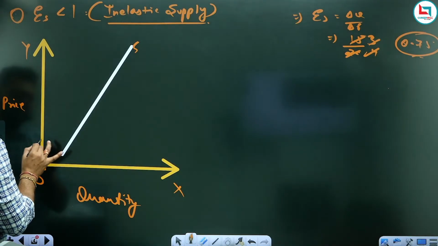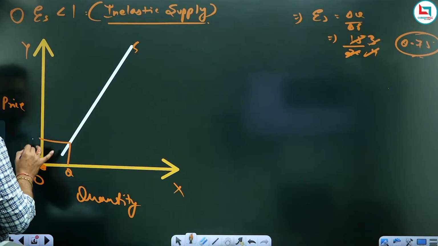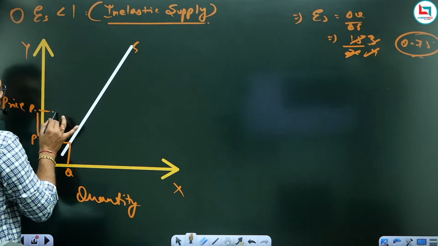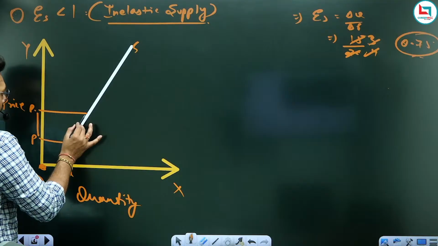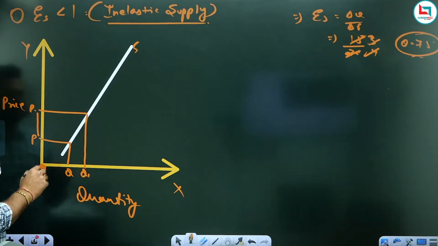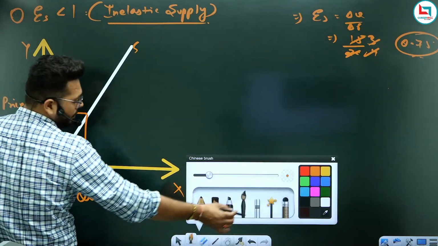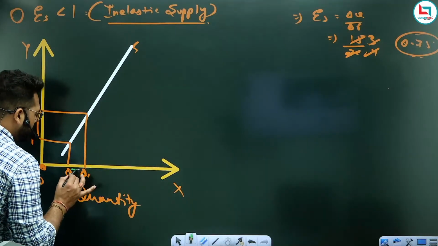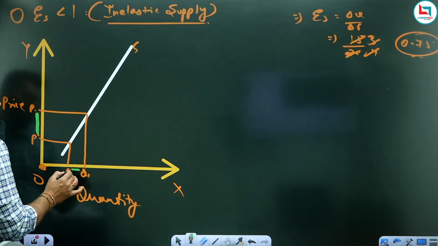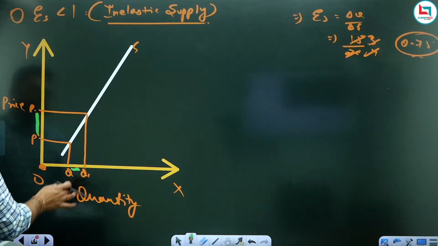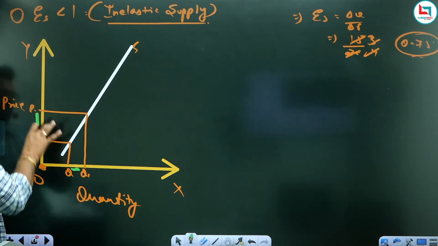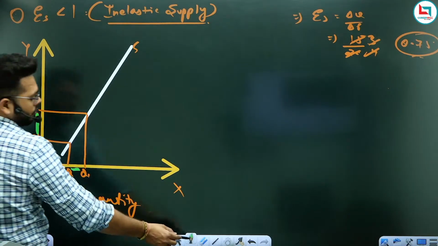If I ask you, this is price, this is quantity. Let's say price increases to P1, and your quantity increases to Q1. If I ask you which is increasing more, this one or this one, where is the larger gap, here or here? You can see there is a larger gap and a lesser gap, right? So your answer will be what?